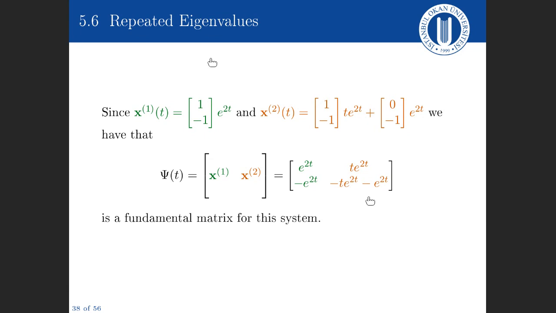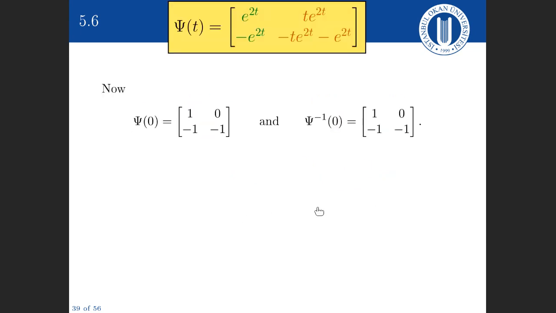The second part of this question, we want to find the special fundamental matrix. I've written this at the top. This is a fundamental matrix. We want to find the special one next. Note what happens if we set t equal to 0, we get (1, 0; −1, −1). And then the inverse of this matrix is (1, 0; −1, −1).